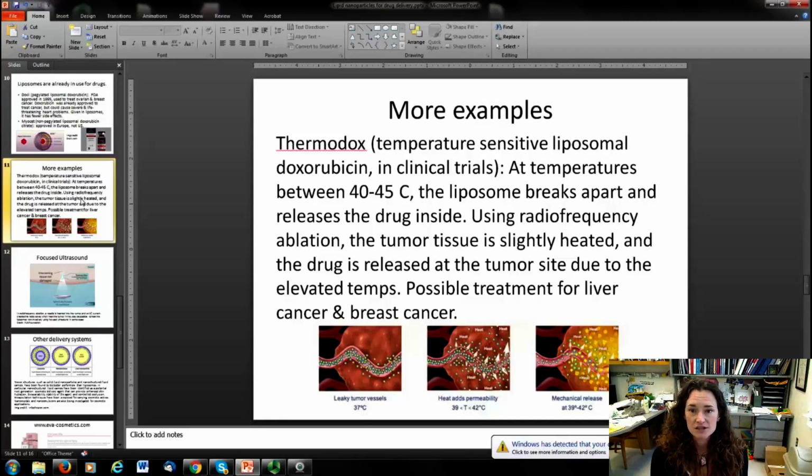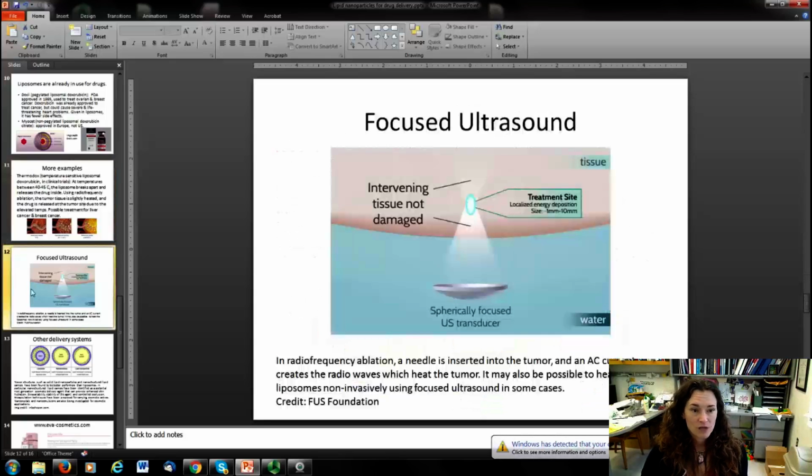And then that causes that liposome to break apart and release the drug only in the spot where you need it, only in the spot at the tumor. This is a possible treatment for liver and breast cancer, and it's in clinical trials now, like I said. Perhaps in the future, it would be nice too, instead of radiofrequency ablation where you insert the needle, to use something like focused ultrasound to heat up that tissue.